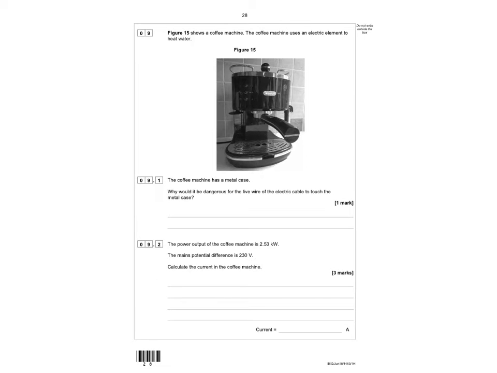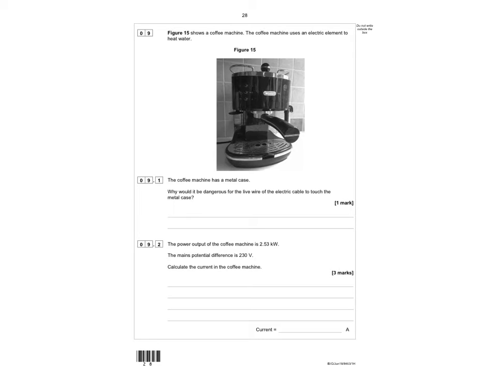Question 9. Figure 15 shows a coffee machine. The coffee machine uses an electric element to heat water. 9.1. The coffee machine has a metal case. Why would it be dangerous for a live wire of the electric cable to touch the metal case?